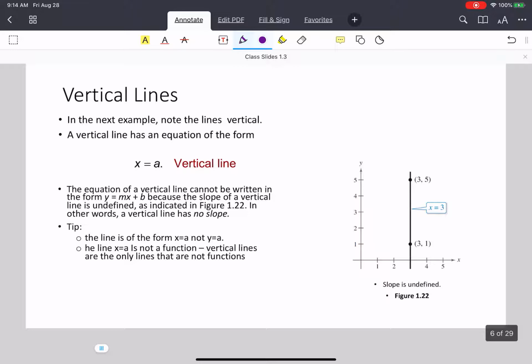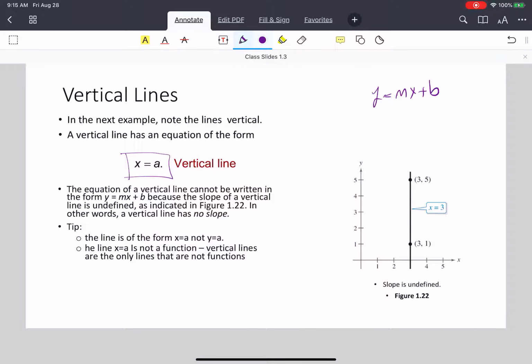Next, we move on to this idea of vertical lines. So we know that vertical lines in general literally look like vertical lines. They have the equation x equals a. The way we get that is we know that generally linear equations look like y equals mx plus b. But we cannot write it this way because it does not have a slope. So the slope of this line is undefined.